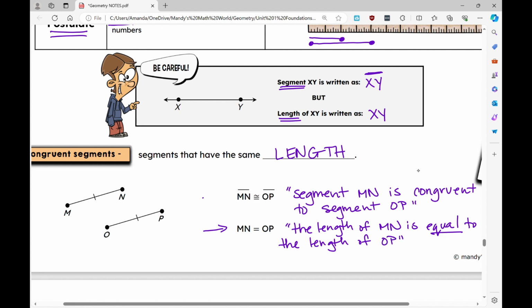So this one right here is very important. When we're talking about segments, when they have a bar over it, you will use a congruent sign. Segment MN is congruent to segment OP. When there's no bar over the MN or the OP, we're talking about length, so you have to say that they are equal. Equal or not equal.